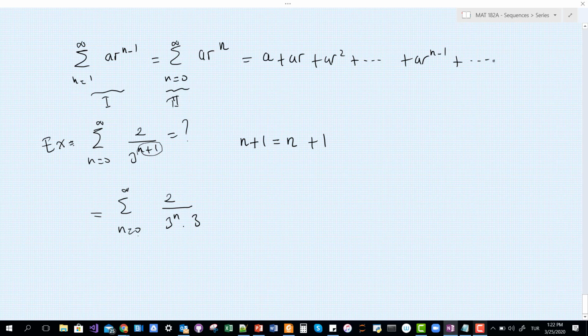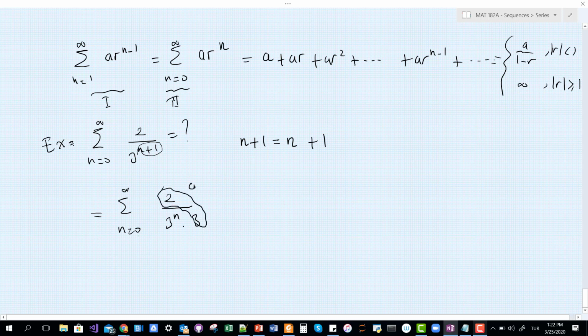So if they're the same, of course, I can use the same formula. If the r is less than 1, of course, I can use the formula to calculate the series. But if the r is not less than 1, that's going to be infinite. Here, my a is going to be equal to this number, and then my r is going to be equal to 1 over 3, which is less than 1. So I can calculate in this way, 2 over 3 over 1 minus 1 over 3, which is going to be equal to 1. Did you see that?